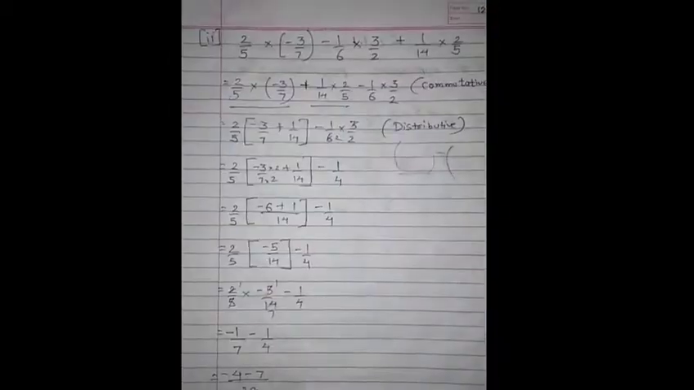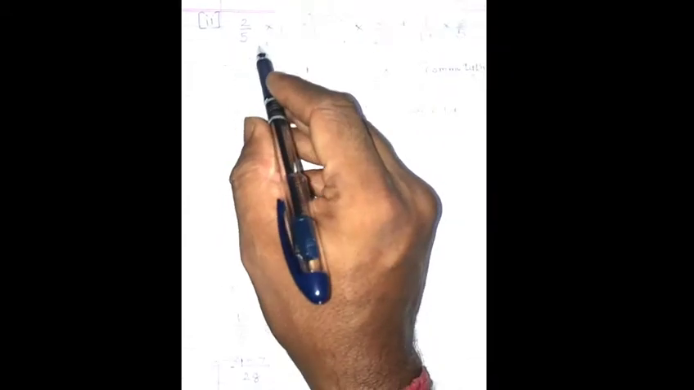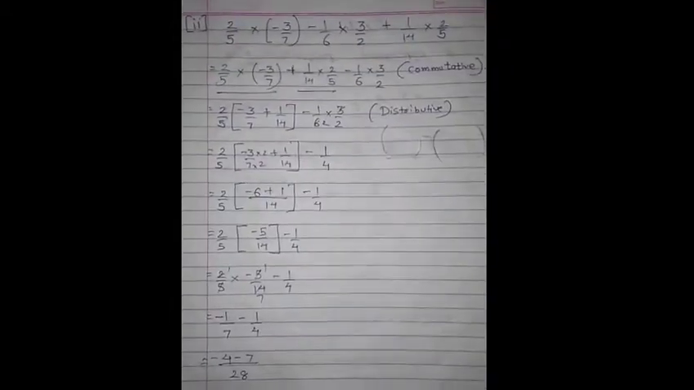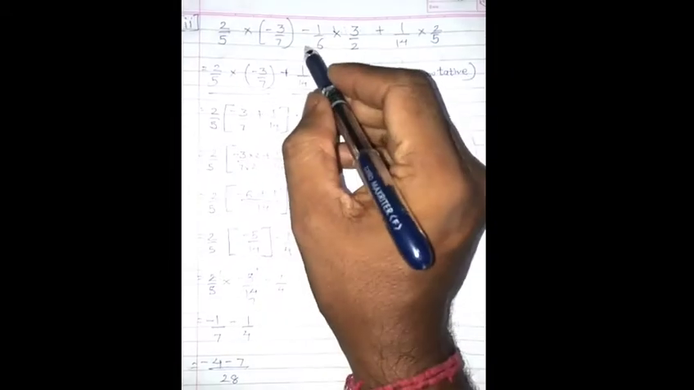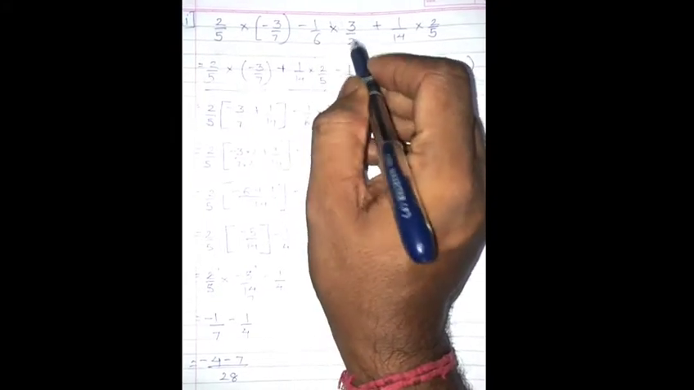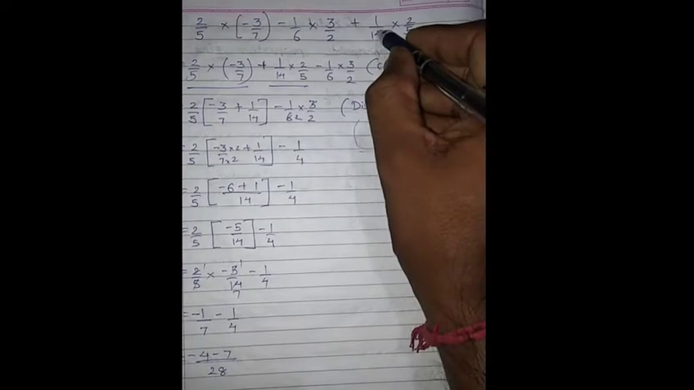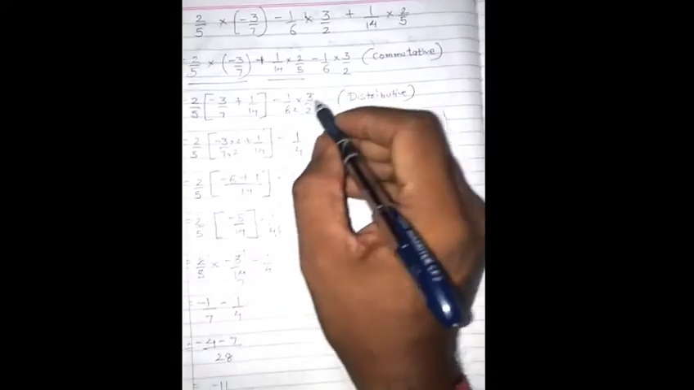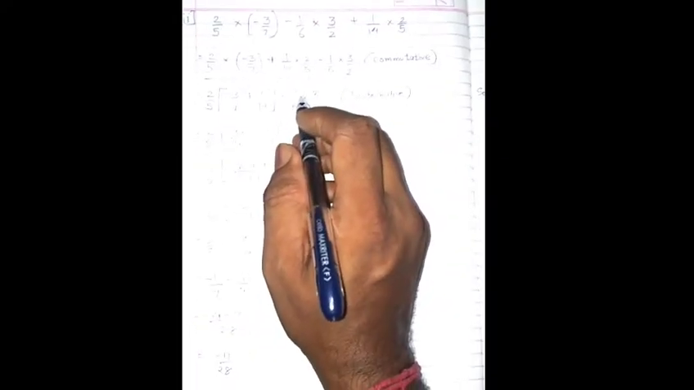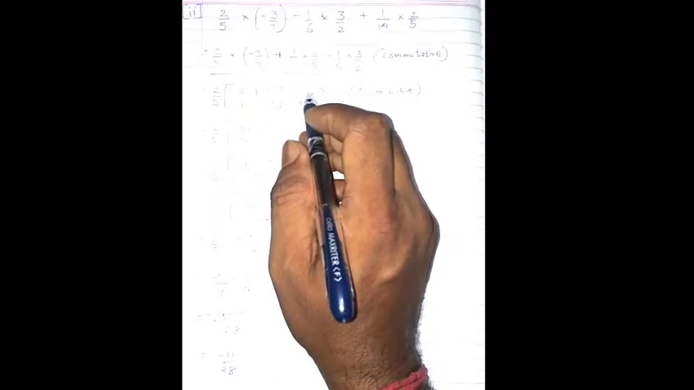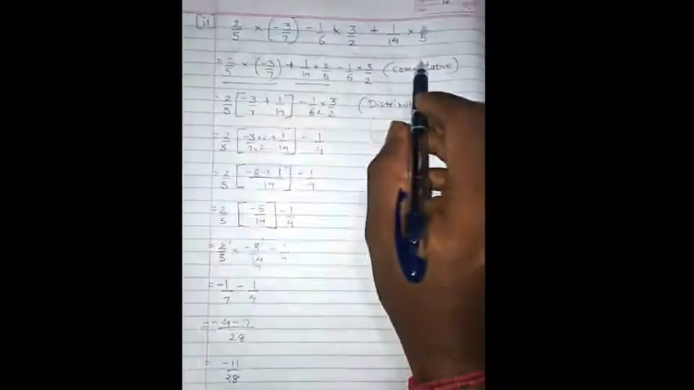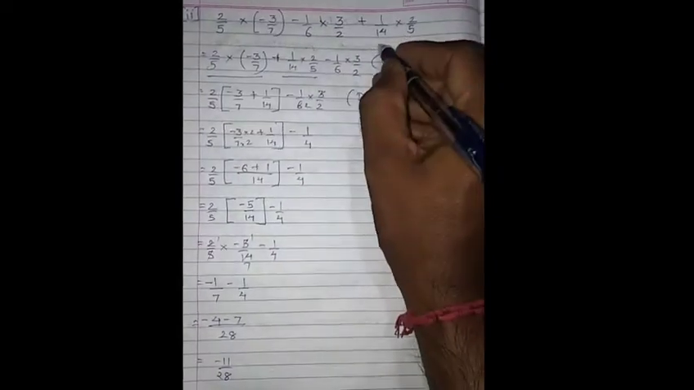See here, the question says 2 upon 5 multiplied by negative 3 upon 7 minus 1 upon 6 into 3 upon 2 plus 1 upon 14 into 2 upon 5. Now same condition, see whether any numbers are repeated or not. So see here 2 upon 5 and here also 2 upon 5, and both are in multiplication form.